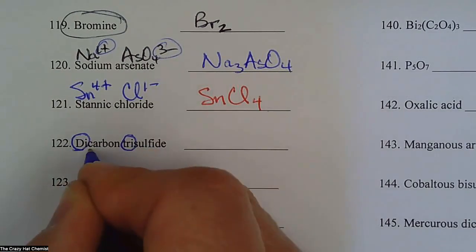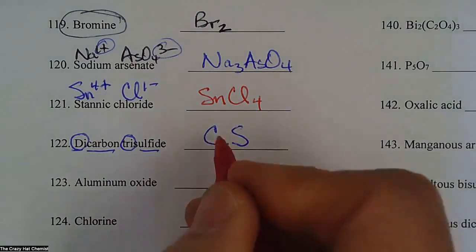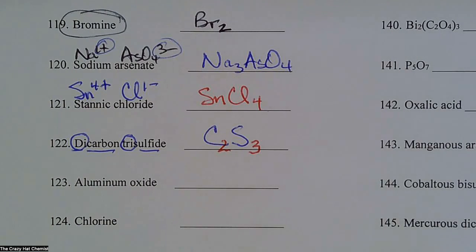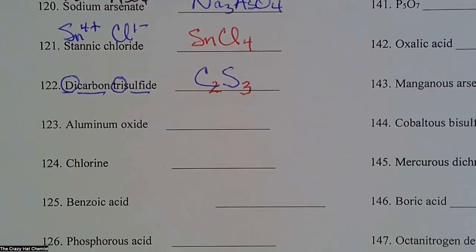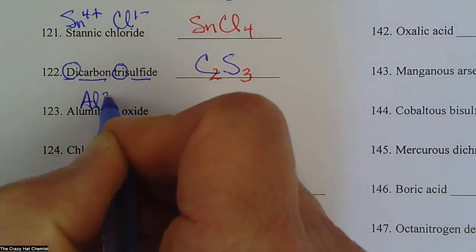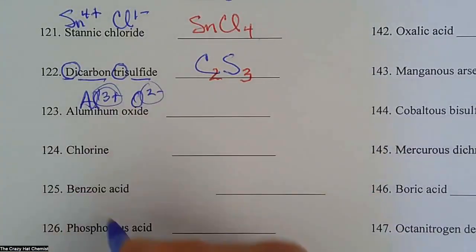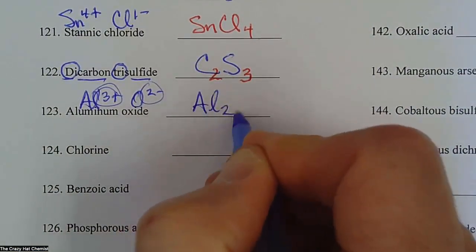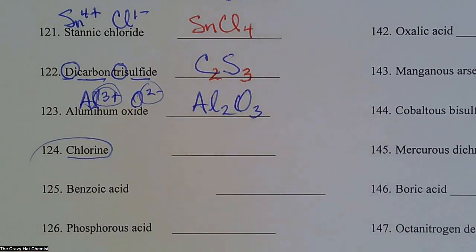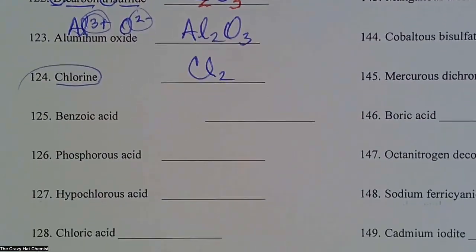Dicarbon trisulfide. That's simple for those binary covalent compounds. That's not put together in a charge ratio of any kind. Aluminum is an Al3 plus, oxide is O2 minus. Take the absolute value of those, flip, bring it down, Al2O3. Chlorine is another name of an element that's diatomic. So you got Cl2. Perfect.